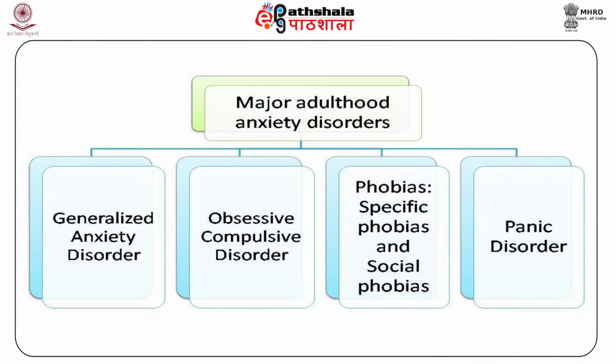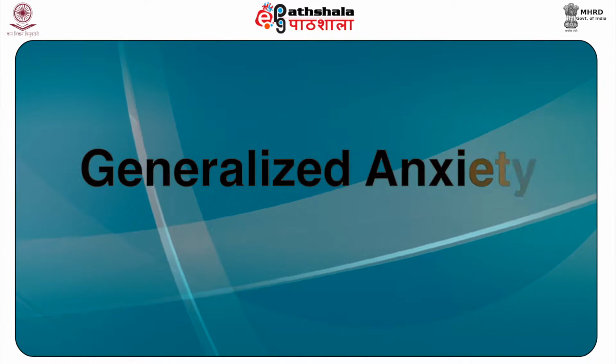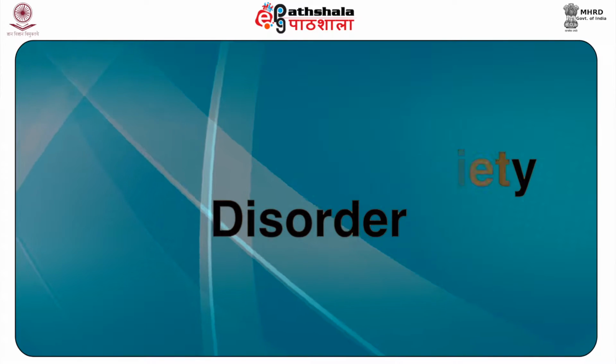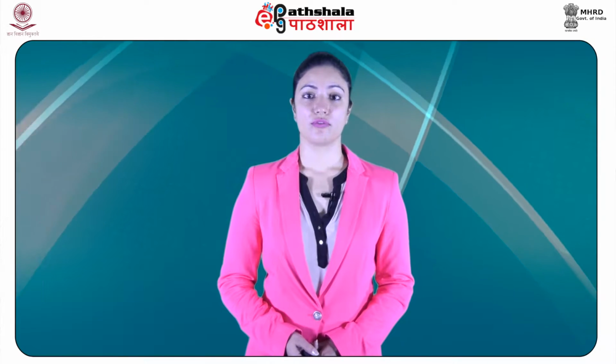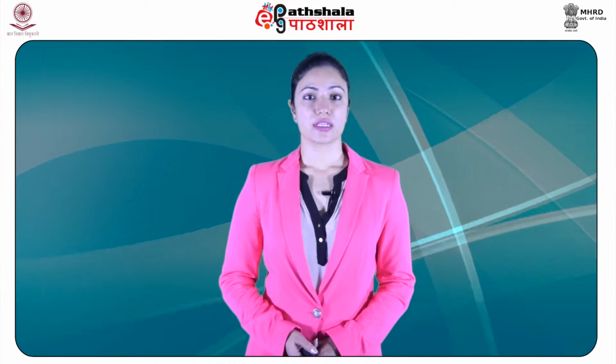The major adulthood anxiety disorders are generalized anxiety disorder, obsessive compulsive disorder, phobias, which include specific phobias and social phobias, and panic disorder. Now we first discuss generalized anxiety disorder. Generalized anxiety disorder, or GAD, as the name suggests, is the most basic and general form of anxiety. The main focus of this disorder is the concept of worry. It presents the highest degree of the trait anxiety mentioned above.